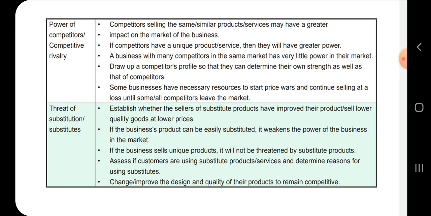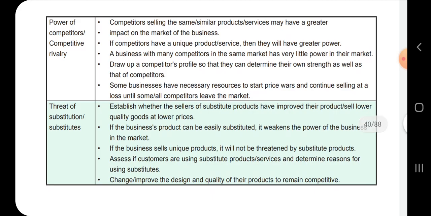Threats of substitution: products that can replace the ones that you are selling. What is the power of replacement? Establish whether the seller of the substitute product has improved their product, or sells lower quality at lower prices. If the business product can be easily substituted, it weakens the power of the business in the market. So make sure that your product cannot be substituted, because it will make you weak. If the business sells a unique product, it will not be threatened by substitute products. So assess if customers are using substitute products or services and determine the reasons for using substitutes.